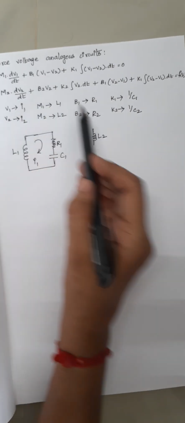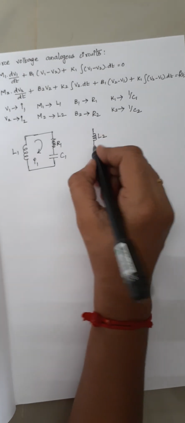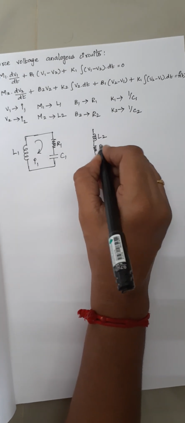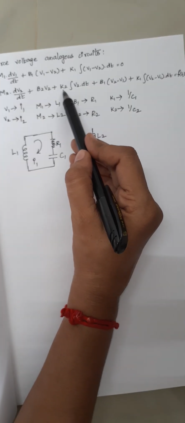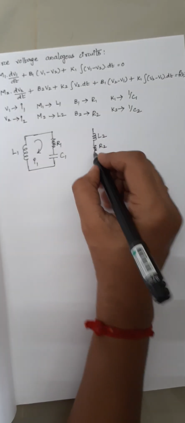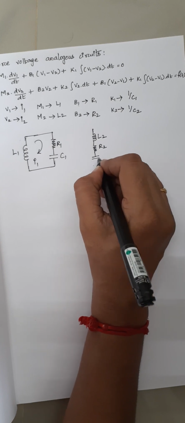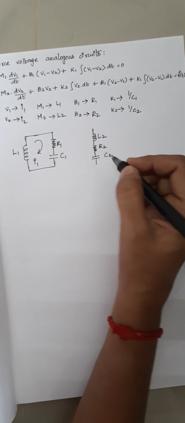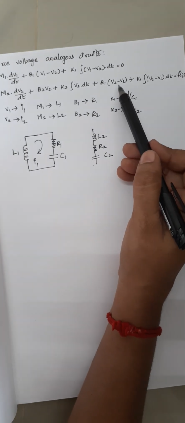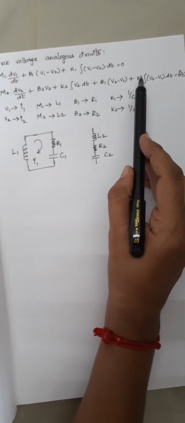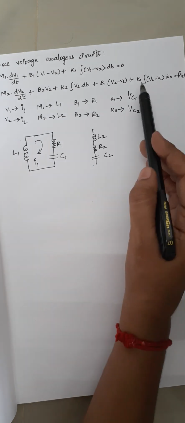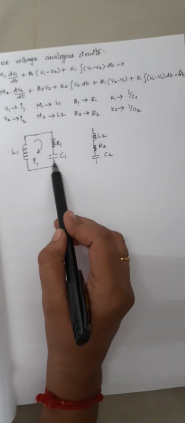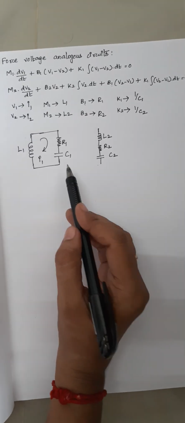Next one is B2. B2 should be replaced by resistor R2, so just draw a resistor R2 here. And the next one is K2, and this K2 should be replaced by capacitor C2. So just draw a capacitor C2 here, right? And the remaining things are B1 and K1, that is B1 as R1 which is already here, and K1 as 1 by C1, this is also already present here, right?